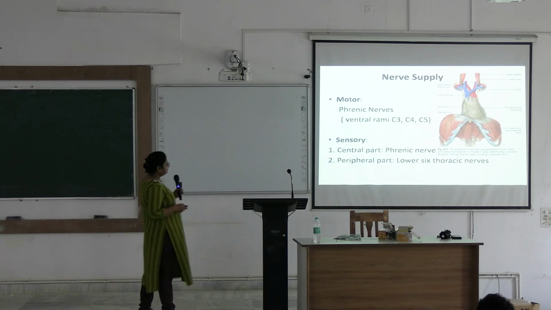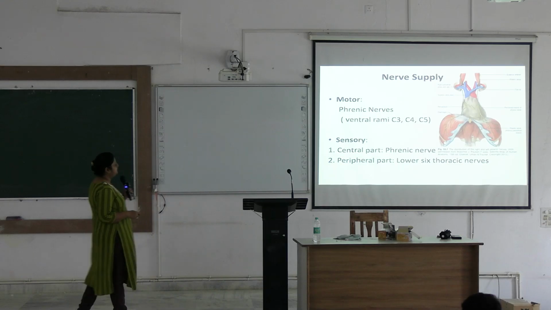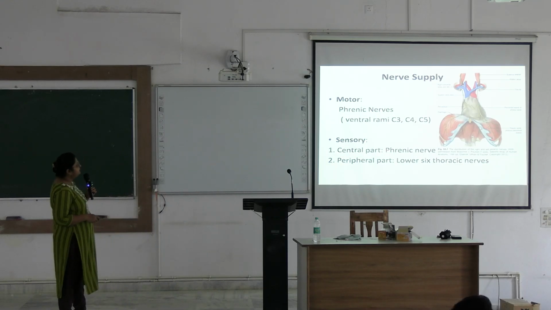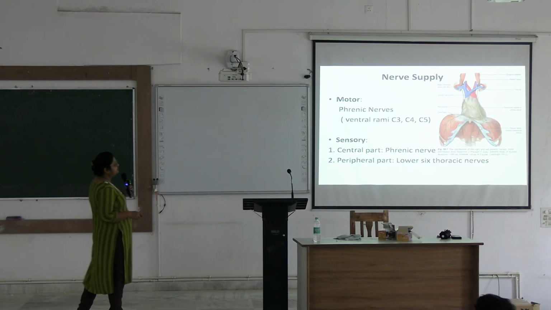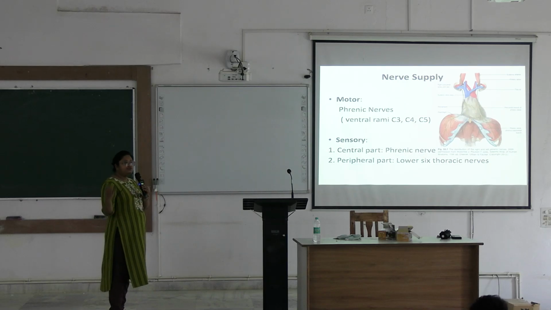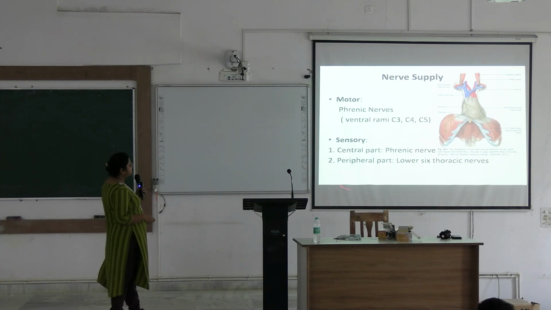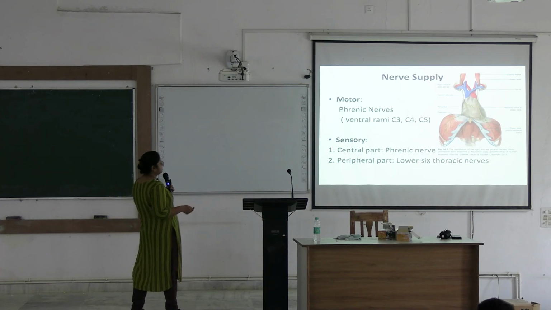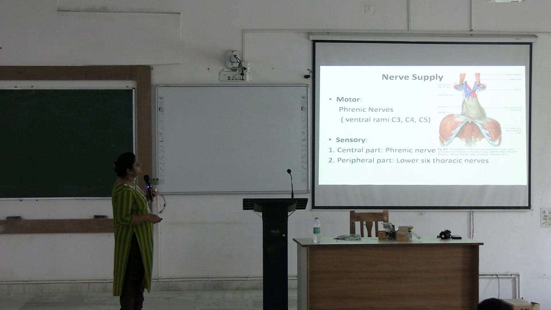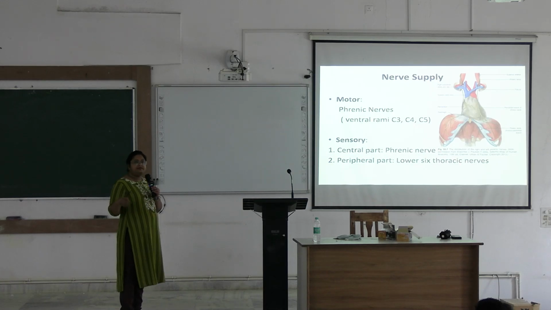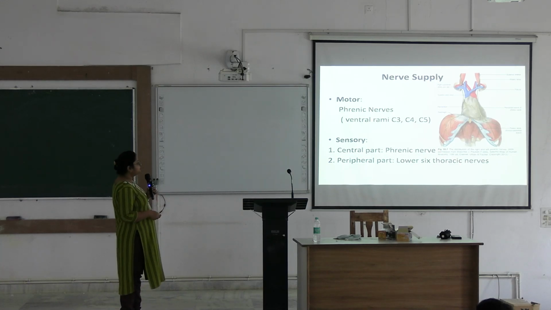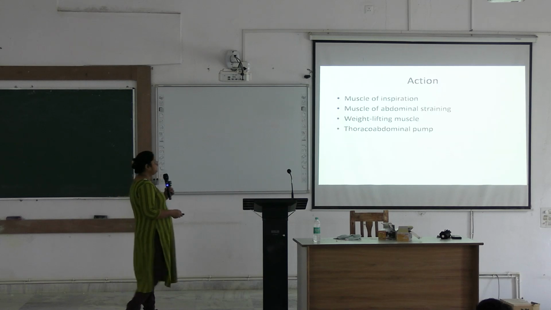Next is sensory supply. For the central part, sensory nerves pass through the phrenic nerve. So the phrenic nerve is a mixed nerve. It has motor fibers and also sensory fibers. And from the peripheral part, sensory fibers are going through the lower 6 thoracic nerves. Sensory fibers are coming through these nerves, the lower 6 thoracic nerves.